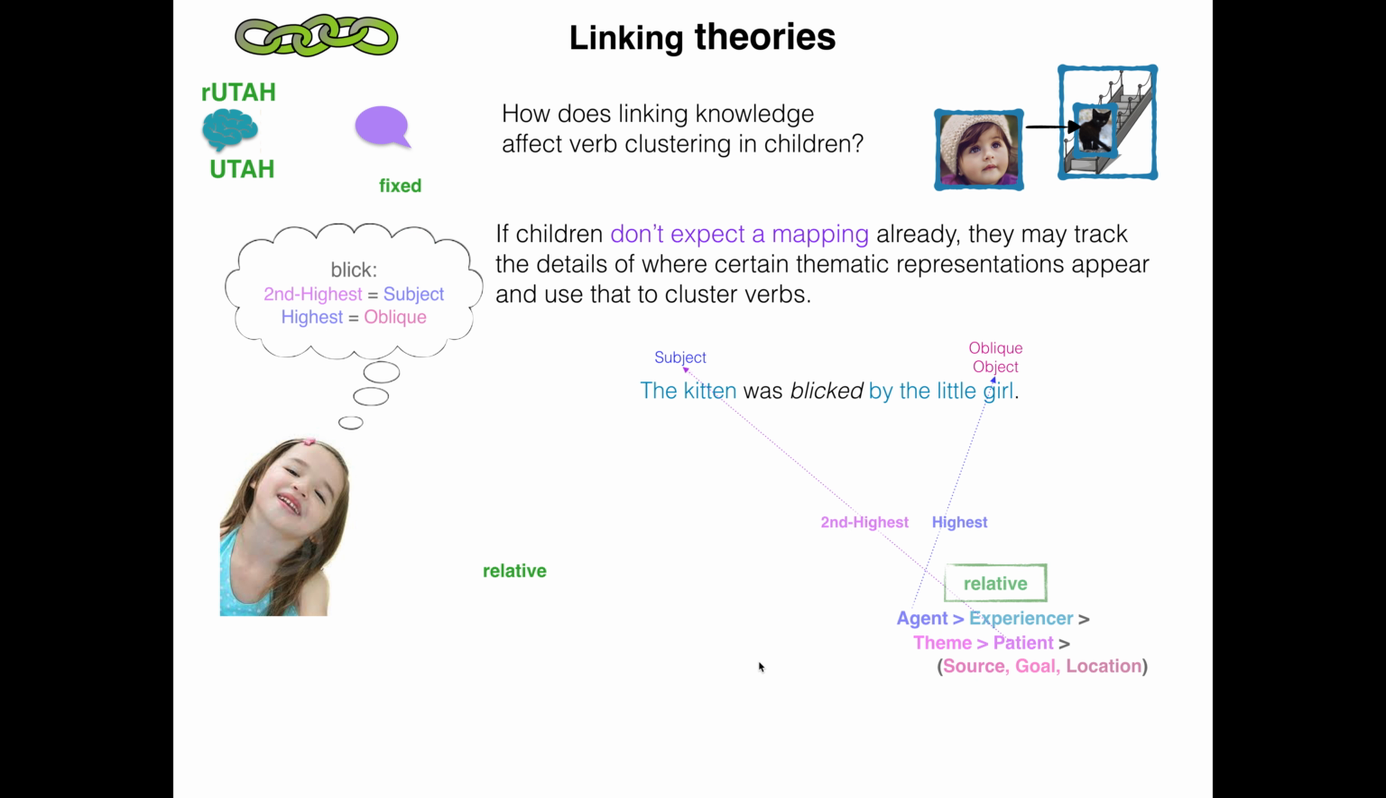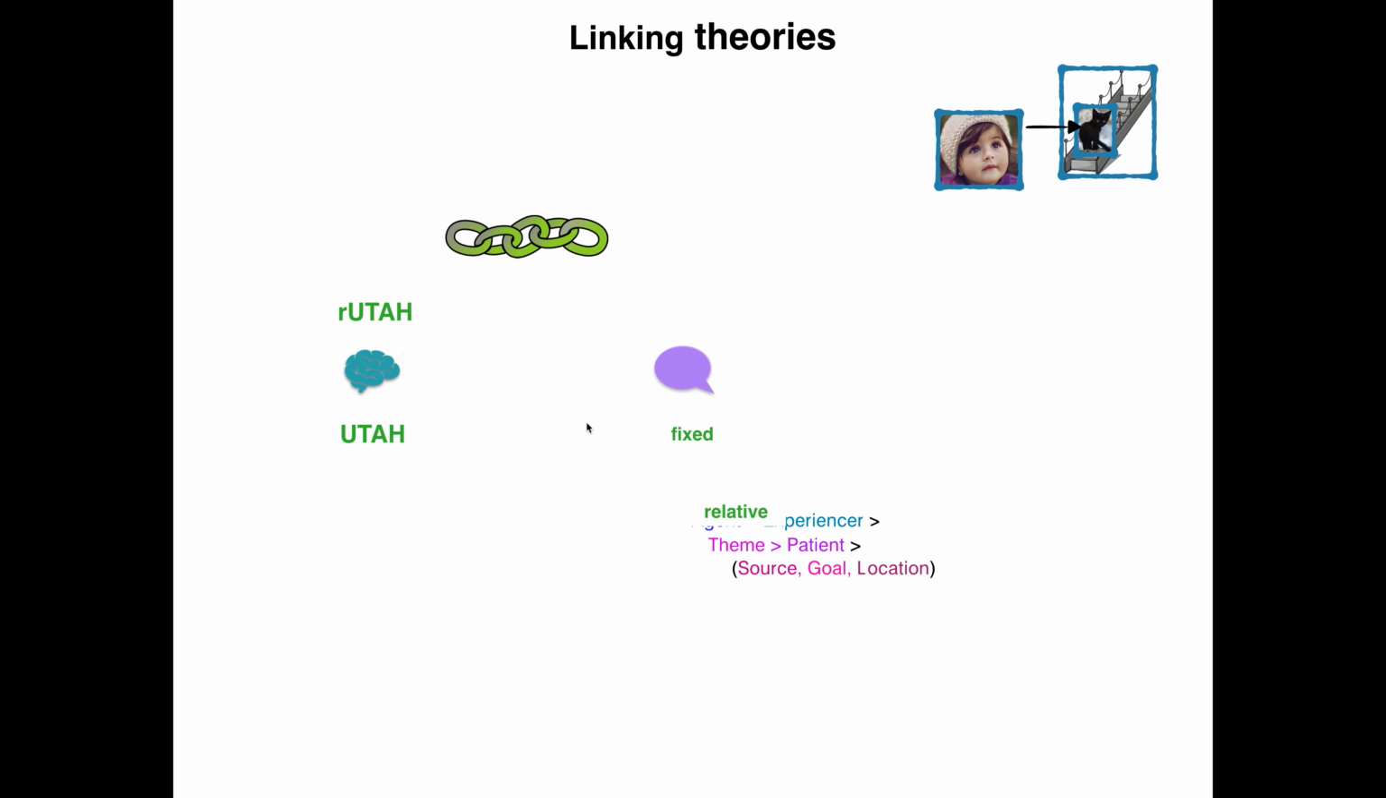And again, the same is true of the relative representation. They're paying attention to where does the highest one go, where does the second highest one go, and they're encoding that more detailed information and using that to help cluster verbs together.